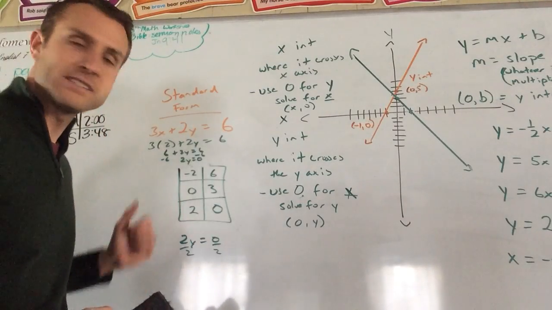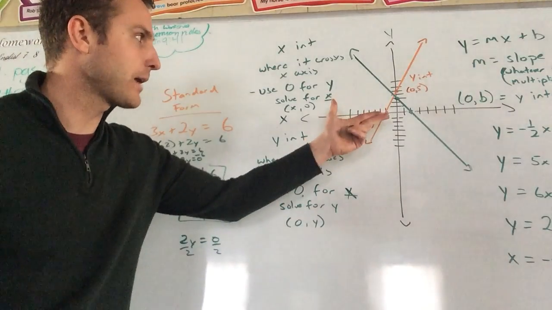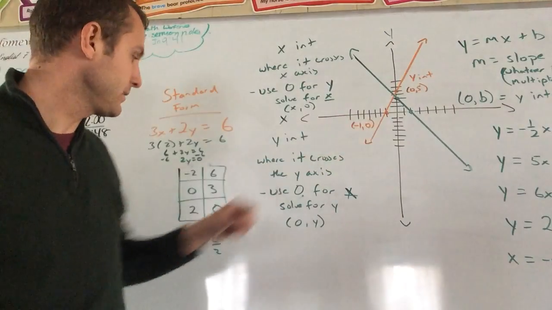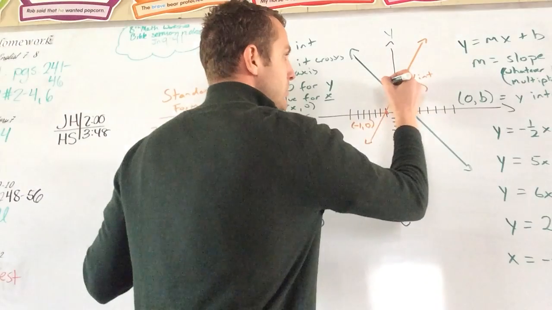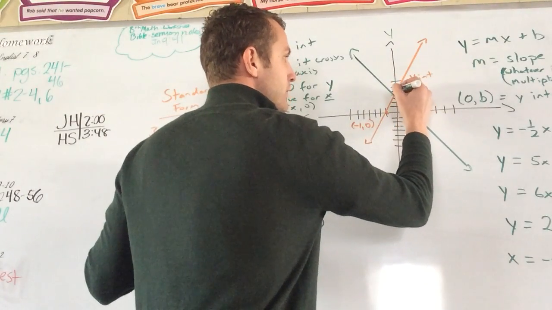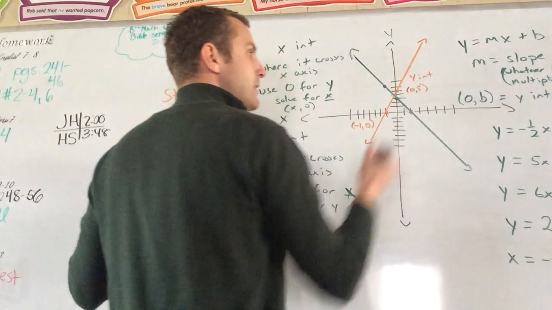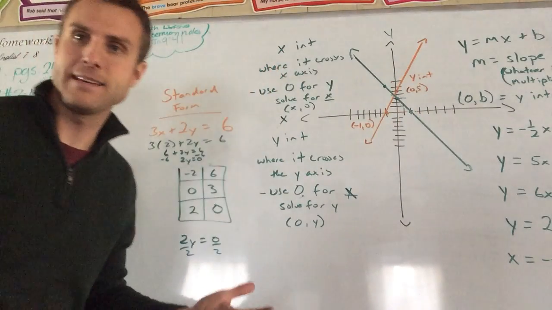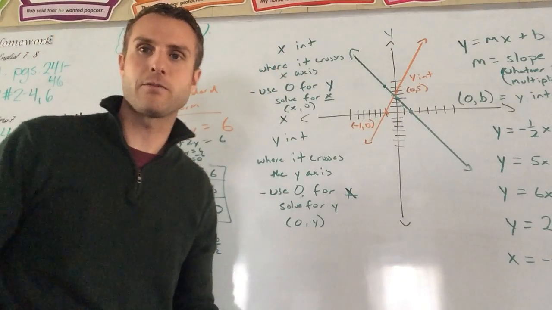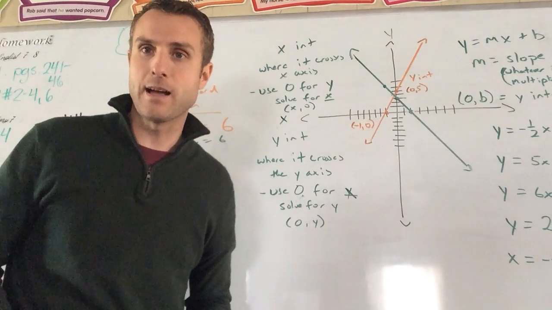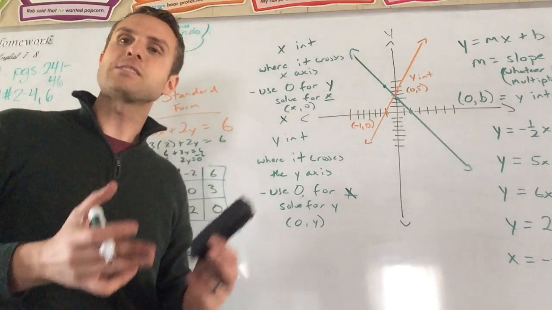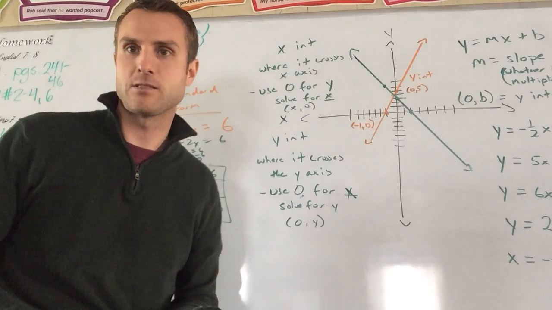Notice I got 2 of my same points that I already graphed. 0, 3, 2, 0, and I have one more point, negative 2, 6, which is right here, and it's already on my line. I got the exact same line, I just did it a different way. So both of those ways will give you the exact same line. It's just different ways to get to the same answer.